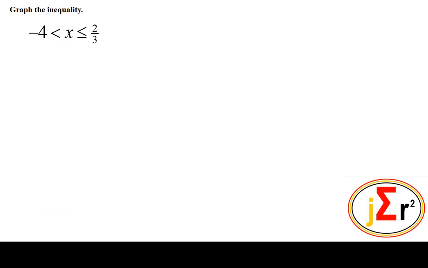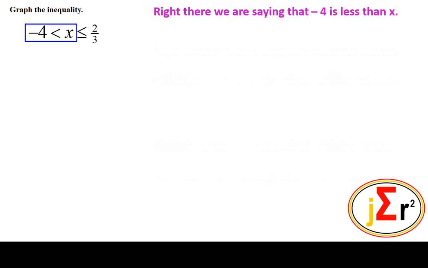First, going from left to right, as in typical mathematical fashion, we will begin on the left. So negative 4 is less than x. What does that mean? Right there we are saying that negative 4 is less than x, which of course will mean that x is greater than negative 4.